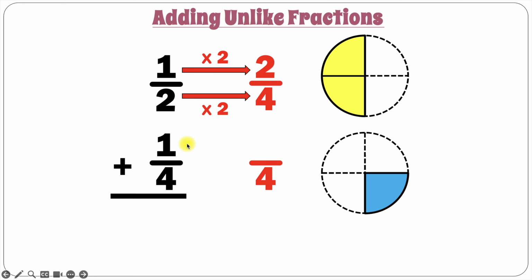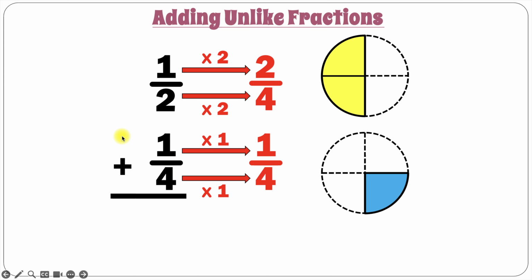And nothing changed for the 1/4 here. This is going to stay fourths. And the only way to show that using multiplication is by multiplying by 1. So we're multiplying the bottom by 1. And whatever we do to the bottom of the fraction, we do to the top. So we're going to have 1 times 1, which equals 1. So our model won't change at all.